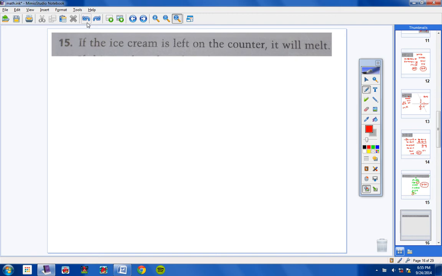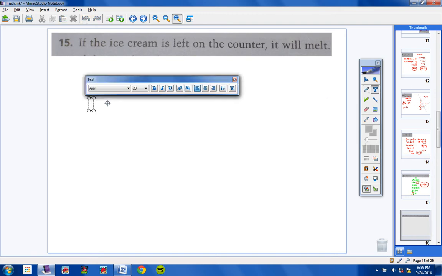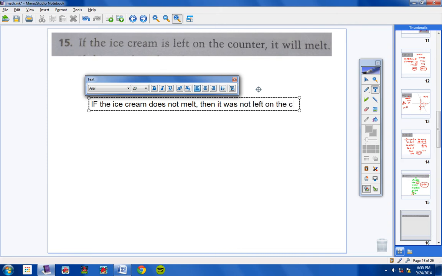The contrapositive would be: if the ice cream does not melt, okay, so I took the end right here and put not in there. If the ice cream does not melt, then it was not left on the counter. All right, that's the contrapositive.